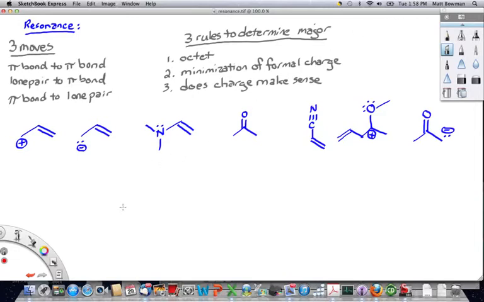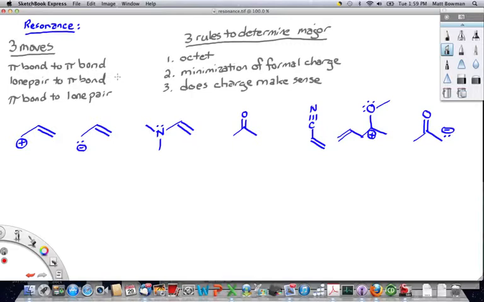Okay, drawing resonance structures of a molecule. First thing, there are 3 moves you can make, and only 3. You can move a pi bond to create a new pi bond. You can move a lone pair to another pi bond, or you can take a pi bond and change it into a lone pair. Those are your only 3 options.